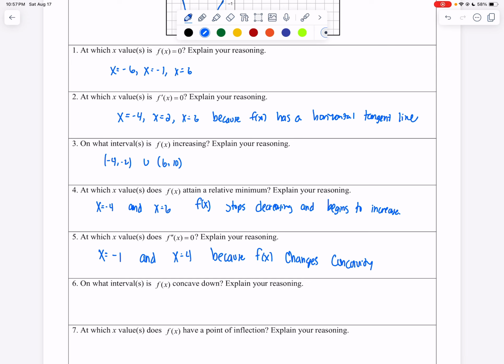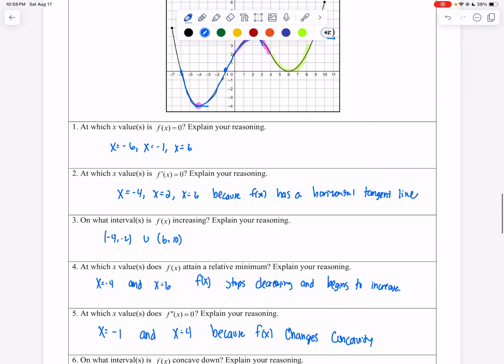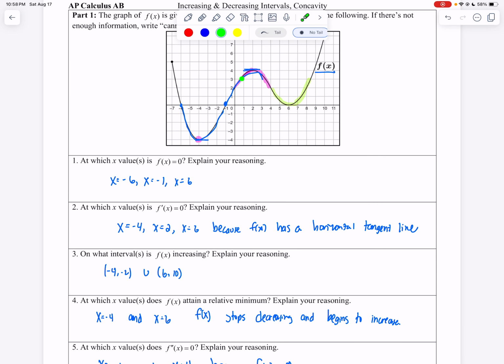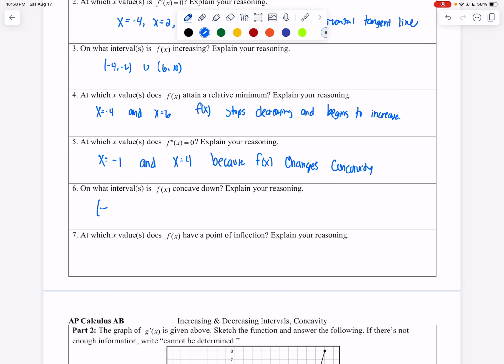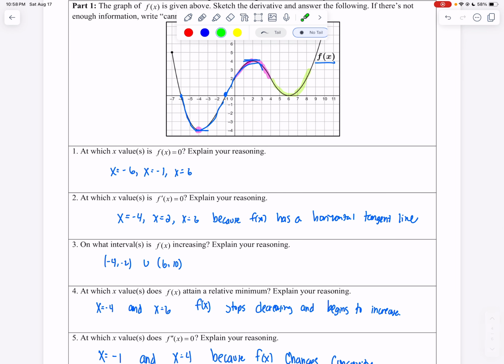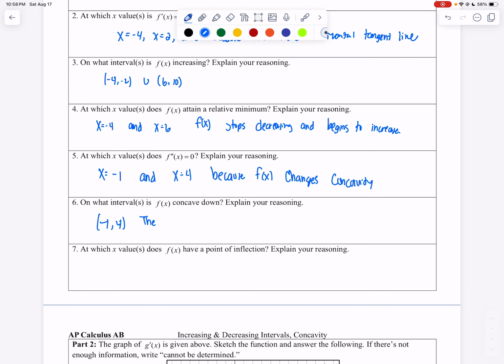Now, on what intervals is f of x concave down? Once again, how are we changing concavity? So here we are going from -1 to 4. We're concaving down. Now, in AP Pre-Calc, you guys talked about concavity. So thinking about our justification here and why it concaves down, we could say that the rate of change of f of x is decreasing.